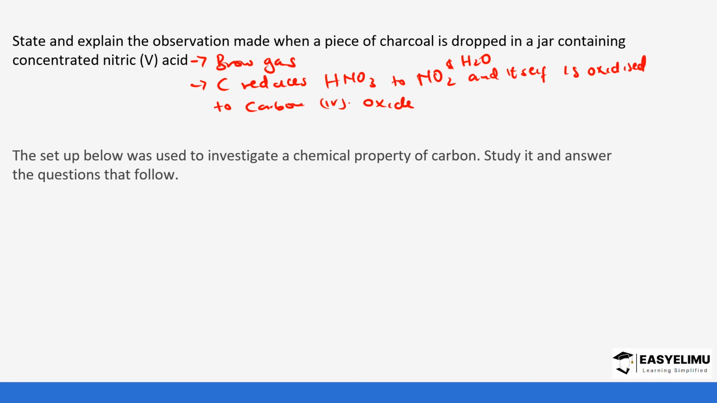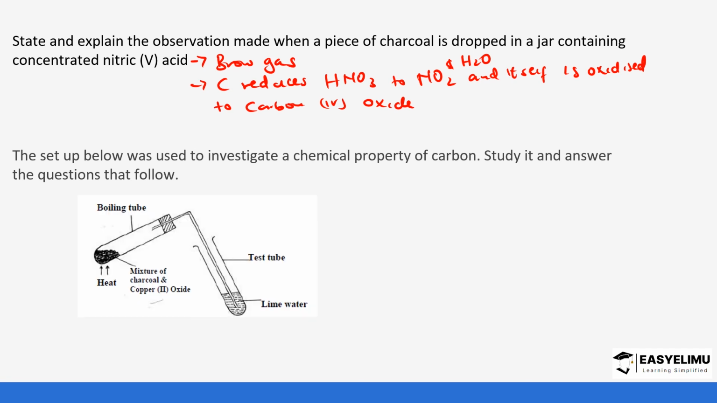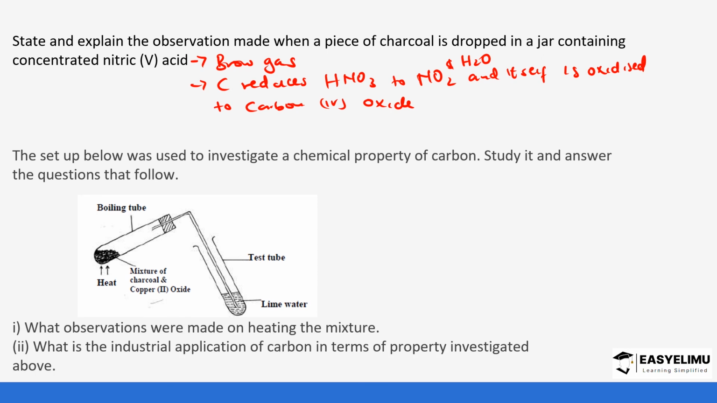The setup below was used to investigate a chemical property of carbon. So you have a mixture of carbon and copper 2 oxide. The observation made is more or less like the one that we have discussed in this question. So the observation is the black copper oxide will turn to brown, and this is on the heating mixture, so we are not going to talk about the lime water.